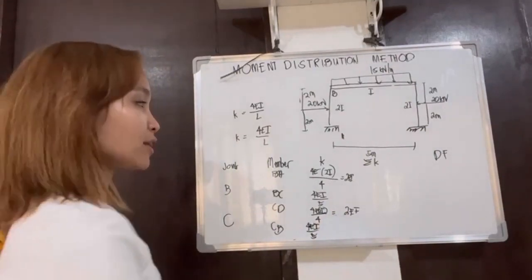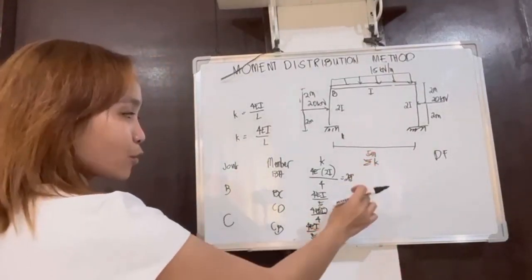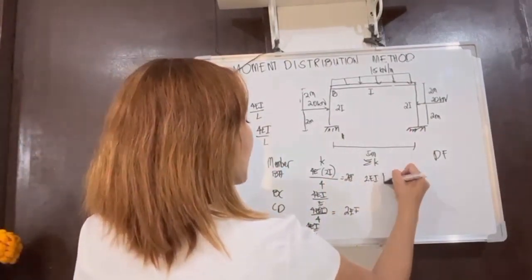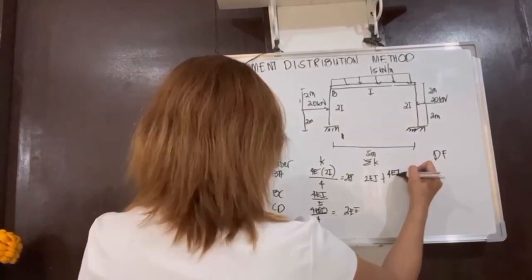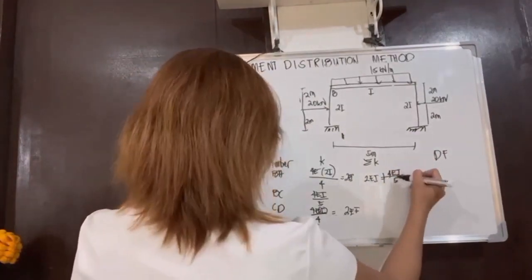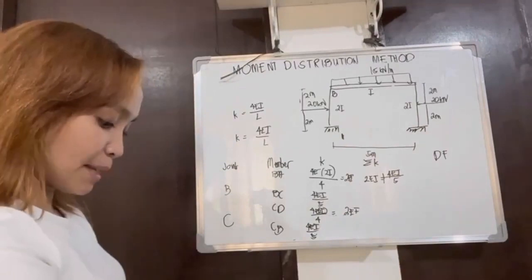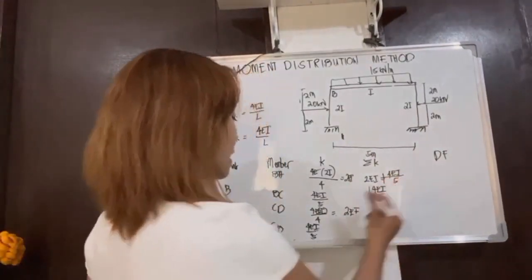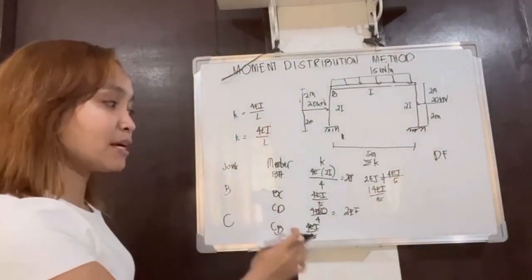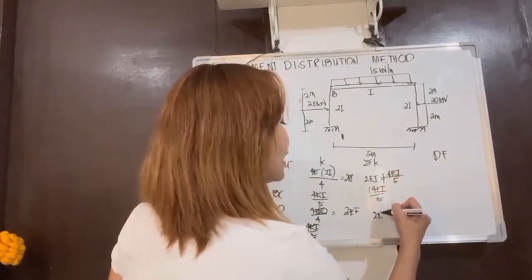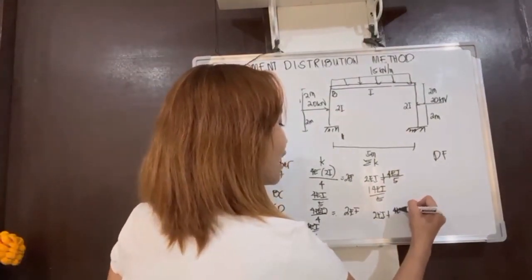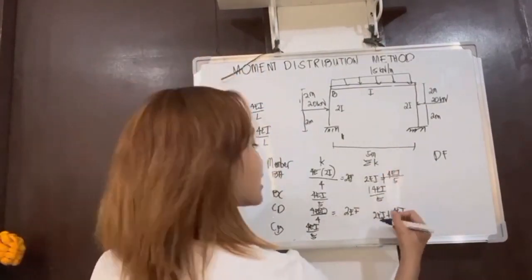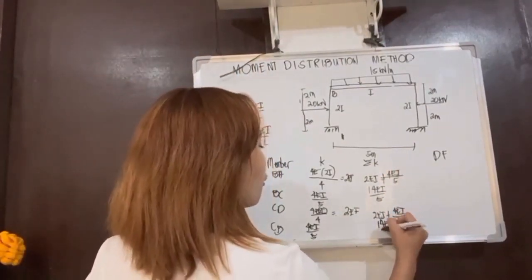What we do here is add these. For BA and BC, we add 2EI plus 4EI over 5. To simplify, we come up with 14EI over 5. The same way for members CD and CB, we add 2EI plus 4EI over 5. Since they are the same, we again get 14EI over 5.